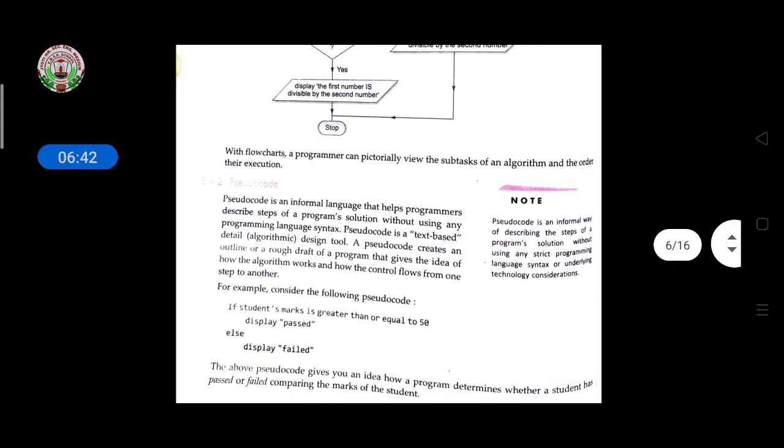With a flowchart a programmer can pictorially view the subtasks of an algorithm and their execution. Now come to the pseudocode.